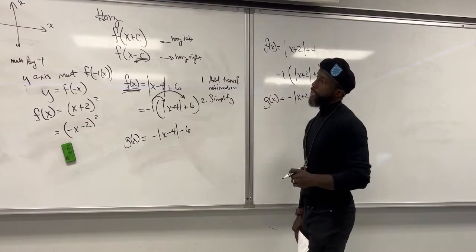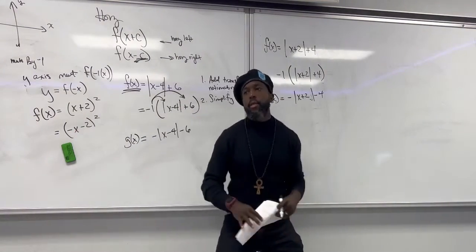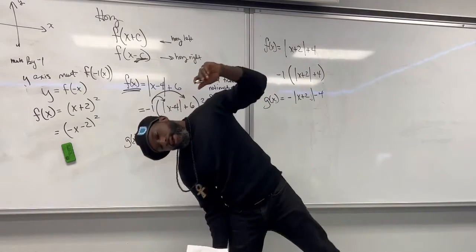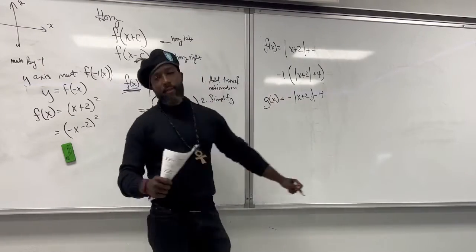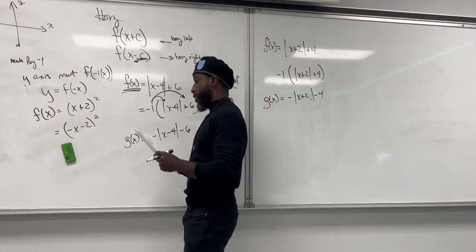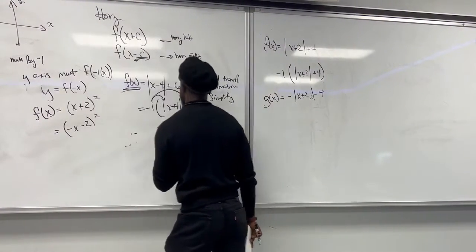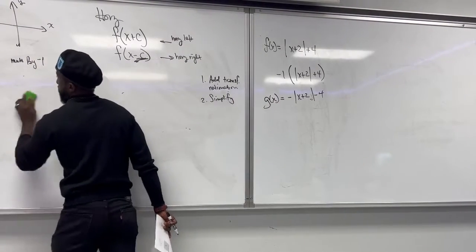Last part. So we talked about translations, going from left to right, up and down. Then we talked about reflections, right? Reflecting about the x-axis or the y-axis. Now we're going to talk about stretching and shrinking. All right, so let's create some more space. Stretching and shrinking.